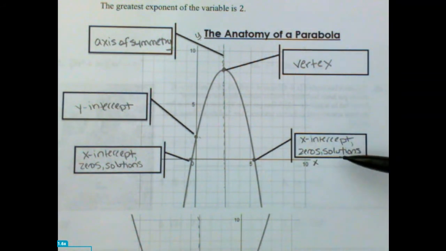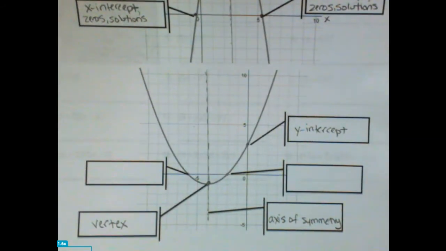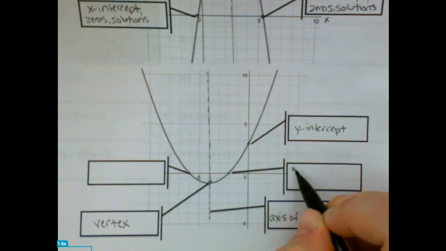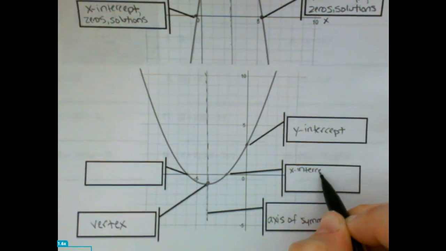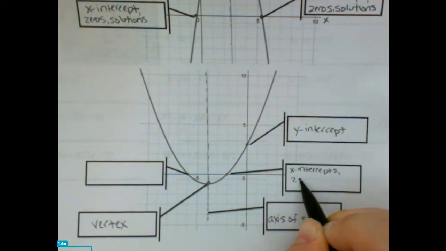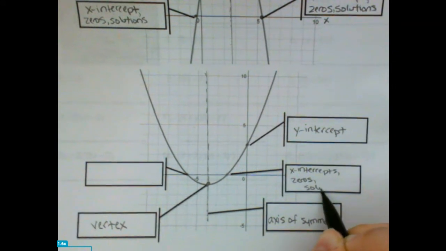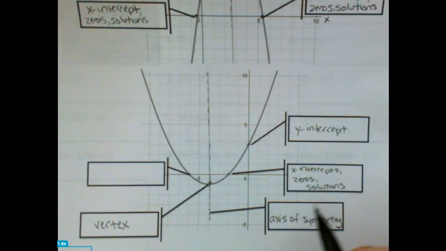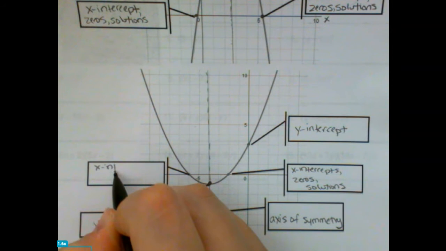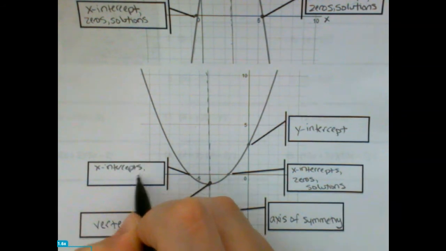So anytime going forward in this unit or in further units, I use the word solutions, zeros, or x-intercepts, all those things mean the same thing, okay? So same thing down here. These guys are also x-intercepts, zeros, and solutions. So just know that I'll use those words interchangeably, and that's okay.